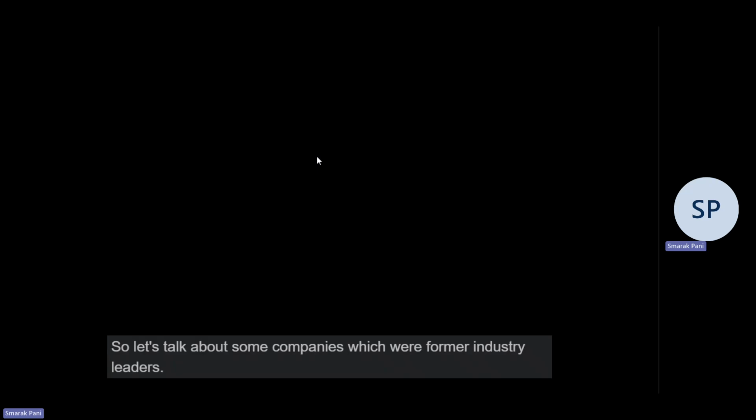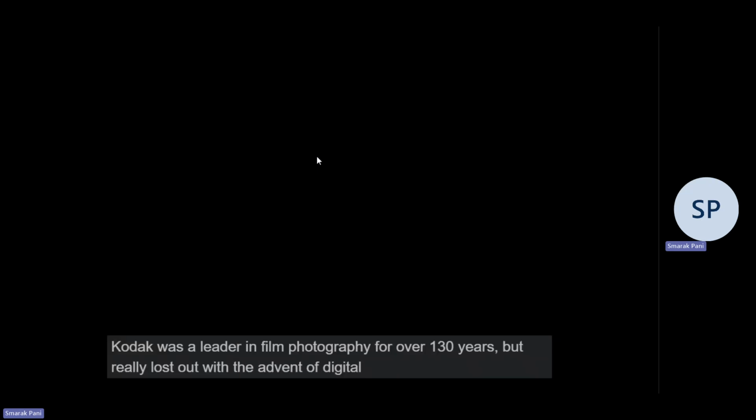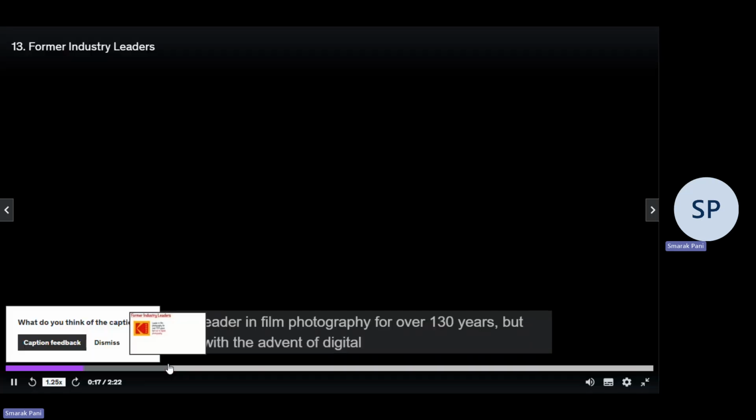So let's talk about some companies which were former industry leaders. Let's start with Kodak. Kodak was a leader in film photography for over 133 years.